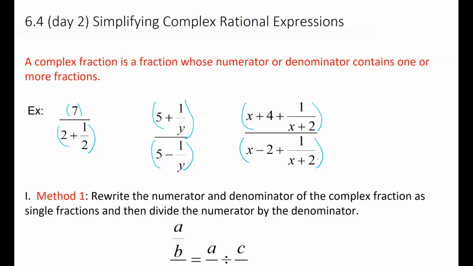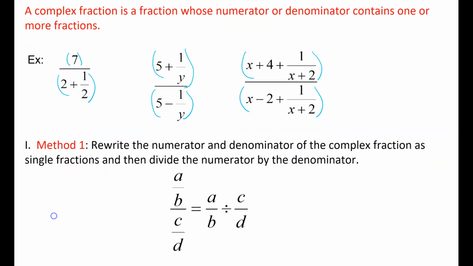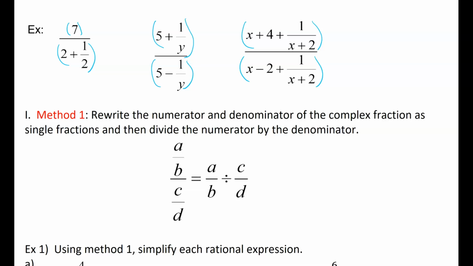Okay, so when we talk about simplifying them, it's because we never leave a fraction in a fraction, right? If you have 1 over 1/4, are you going to leave it as 1 over 1/4? No, you're going to simplify it down to where you have a single numerator and a single denominator. All right, so we're going to go through two methods today. This is the first method here, where you basically rewrite the numerator and the denominator of the complex fraction as single fractions, and then you divide them, just like we did when we first started this unit.